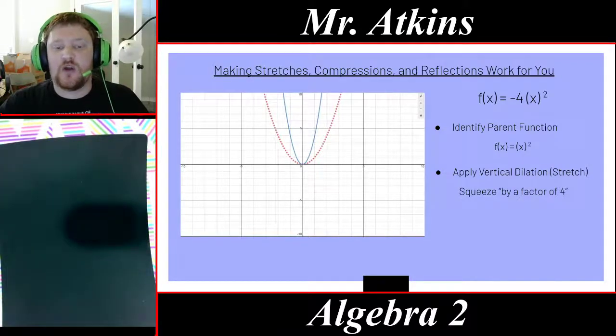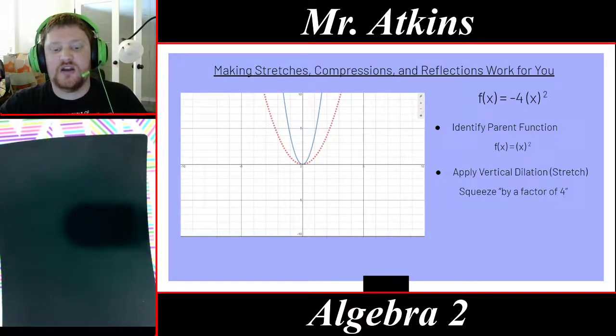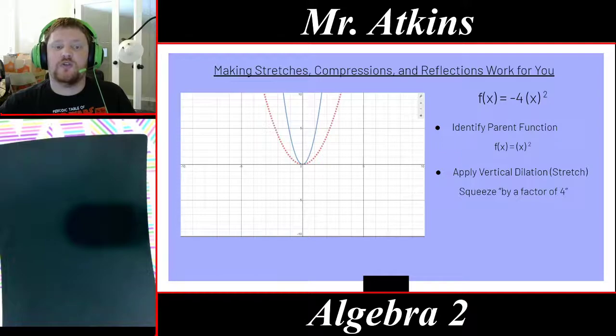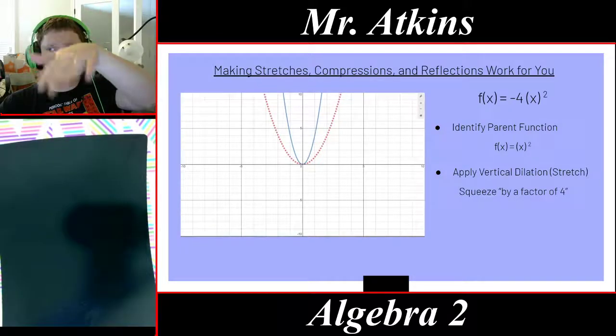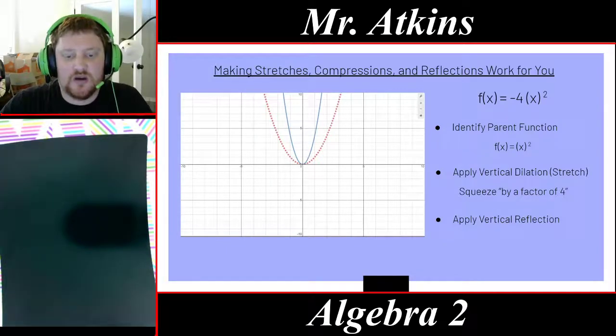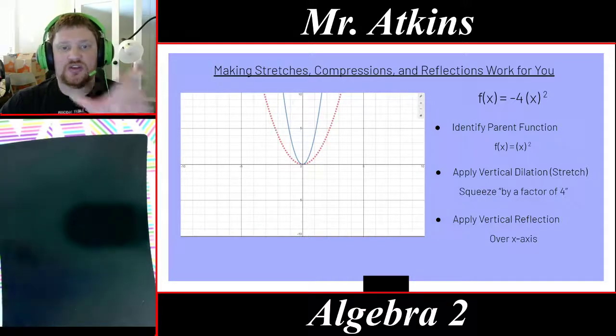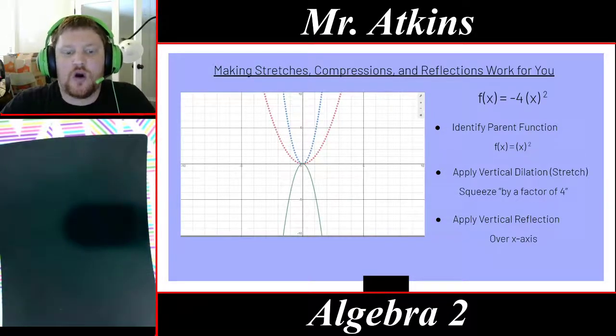However, you will notice that we also, in this equation, have a negative out front. And if you revisit that first slide, or the notes that you took on that first slide, you'll see that that is a reflection over the x-axis. So in this case, it's going to go from being up to going straight down. So it's a reflection vertically, or a reflection over the x-axis. So we don't change the dilation because we've already dialed that in. We're just going to flip it straight down. So our final graph looks like that green one.